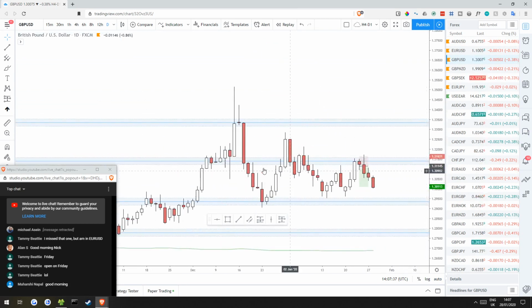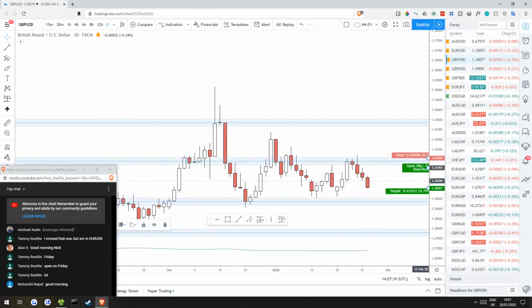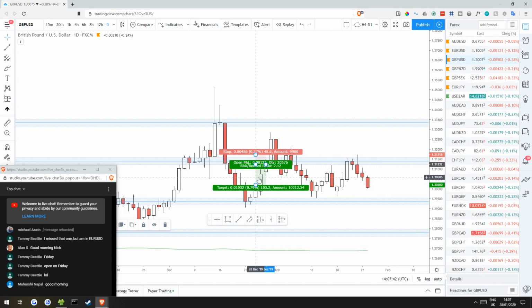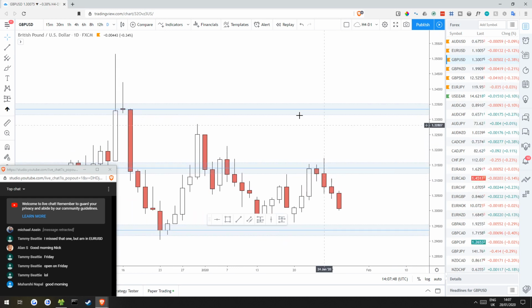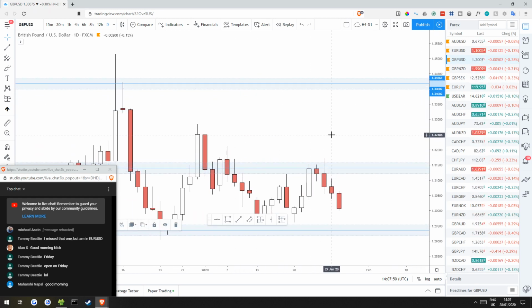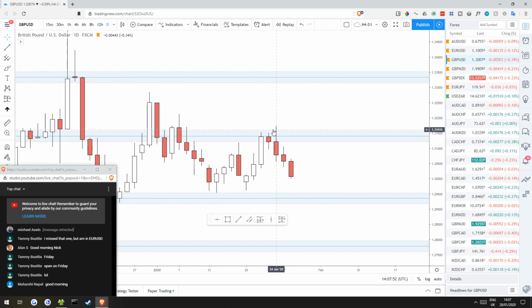GBPUSD, we were looking for a short trade here last week. I'm not sure if anyone entered this one. It would have been a tricky one also because it did spike up, depending on how large your stop loss was. Actually, I do think some people entered this one because it was posted to the forum. So depending on how large your stop loss was, you might have been stopped out from that big push up. Or if your stop loss was a little bit wider, you'd still be in this one and it's moving quite well.